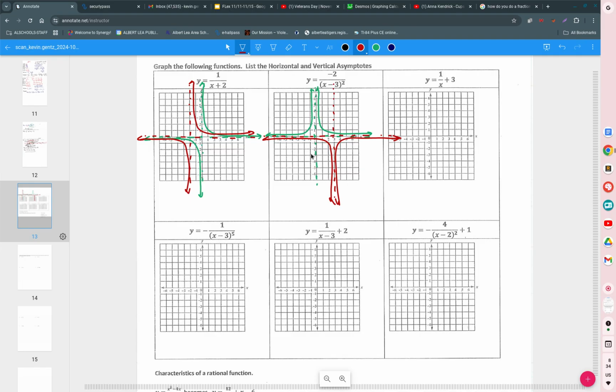Just going to do a couple more here. What is the transformation going to be in this one? Up 3. So I'm going to, again, draw my asymptote. And I'm going to go up 3 units. And I draw it as such.